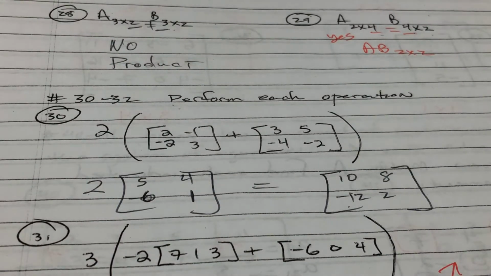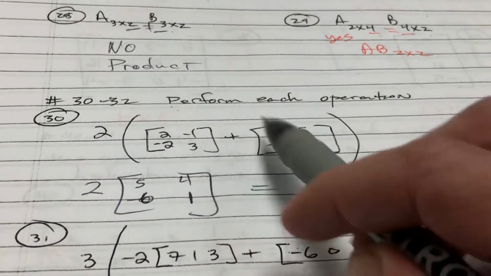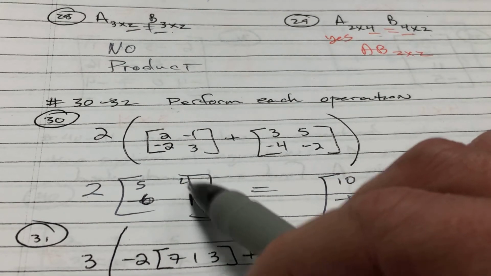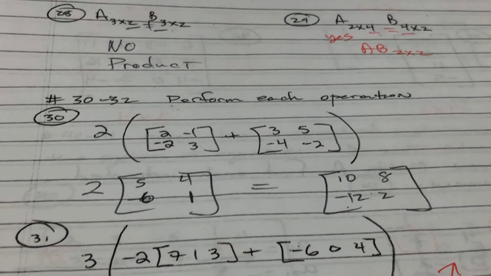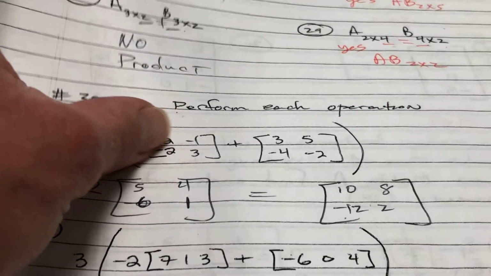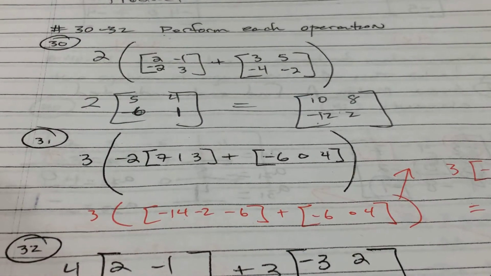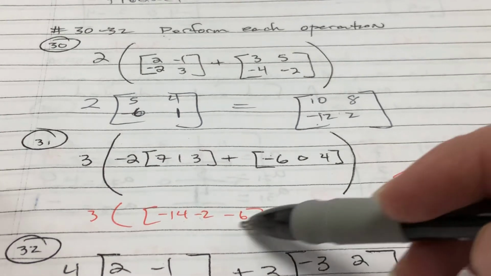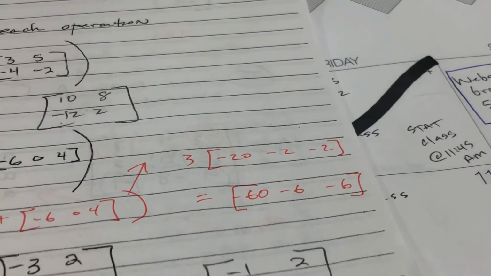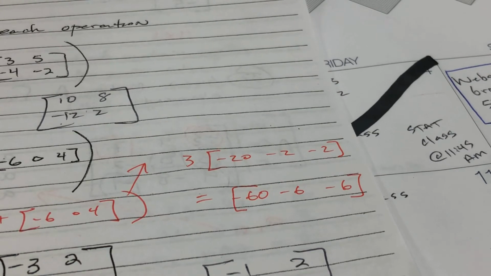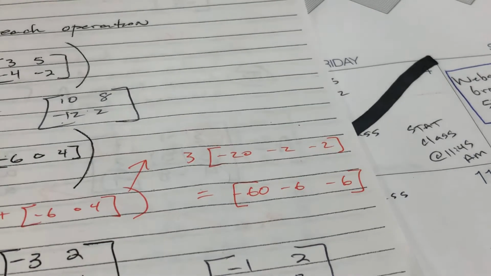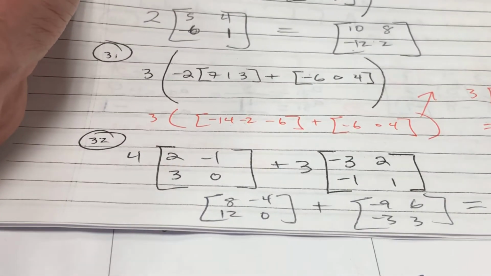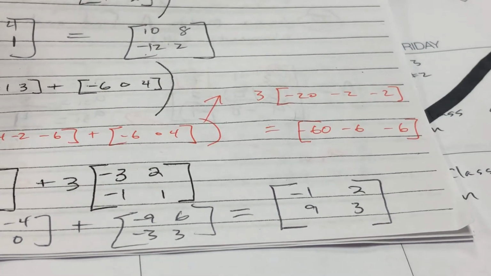30 through 32, perform each operation. So you would add those two matrices together first, which is what I did, and then double each number inside. All right. 31, what you would have to do first is double this matrix, then add it to this matrix. Then you can triple everything. And think of the order of operations there. And 32, you'd multiply the first one by 4, the second one by 3, then you'd add them up. Really no actual graphing calculator needed on those.